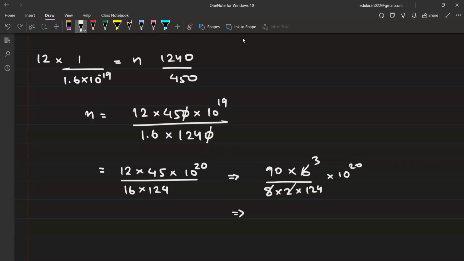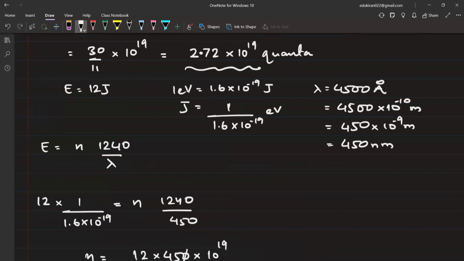So 90 divided by 8, so it will be 4 and it will be 45. So we have 45 into 3 divided by 4 into 124, into 10 to the power 20, which will be equal to how much? 45 3s will be equal to 90. 90 and 45 is 135.